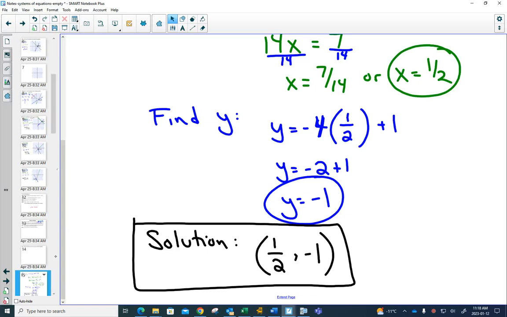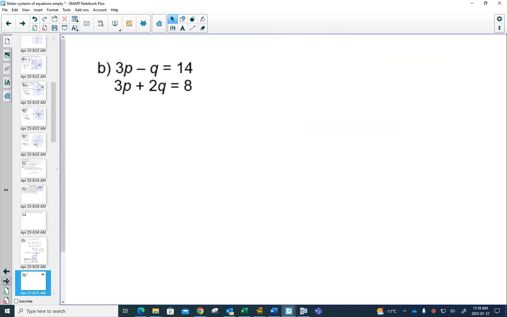Ready for the next one? Yeah. Okay. I'm going to do equation 1 again. All my work with equation 1 in green. All my work with equation 2 in blue. And we have to make a decision if there's a letter that we want to get by itself, if there's a letter that we see would be easiest to get by itself.